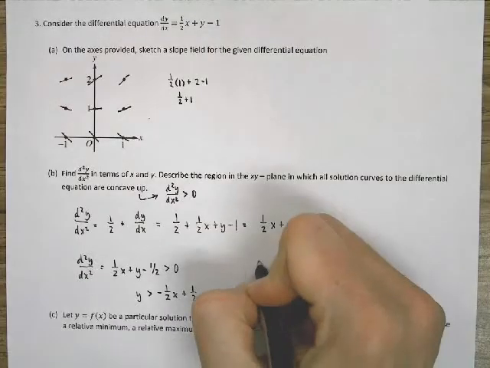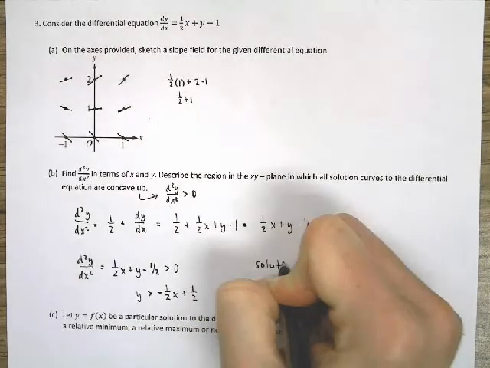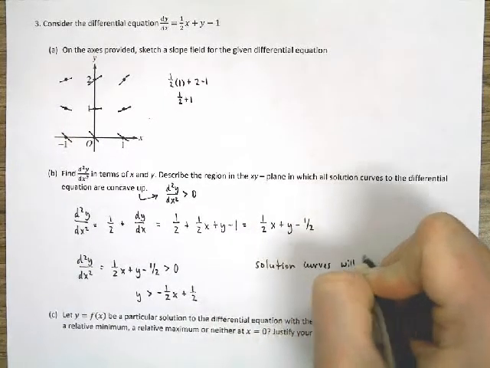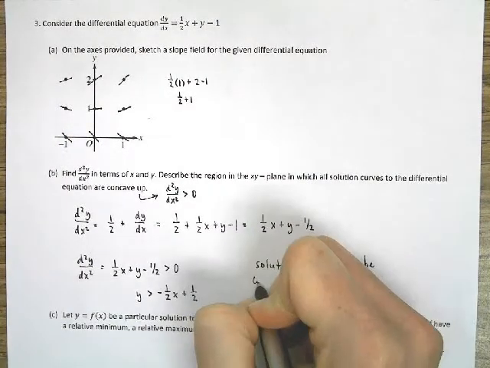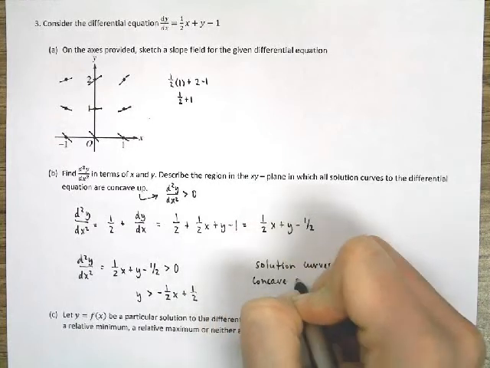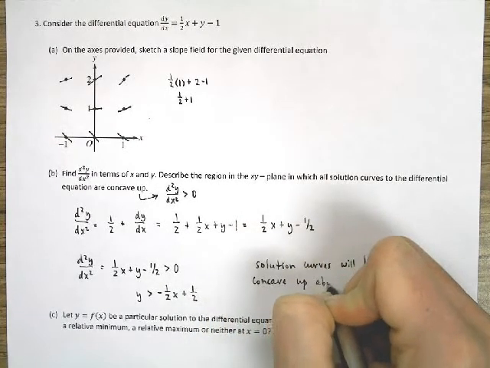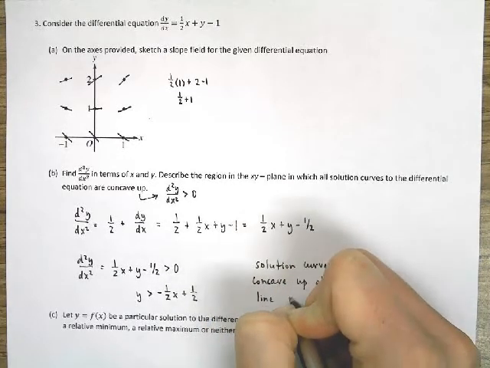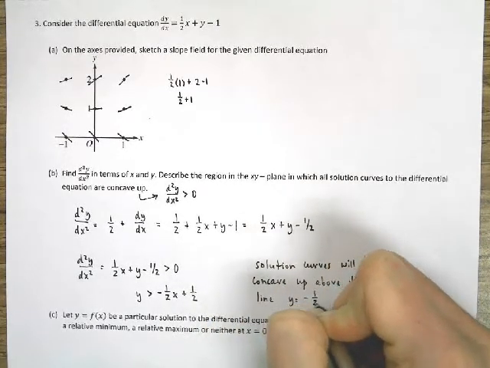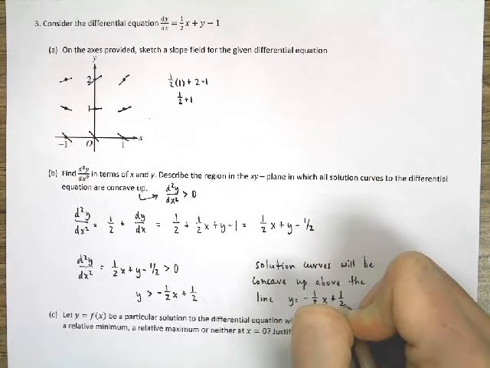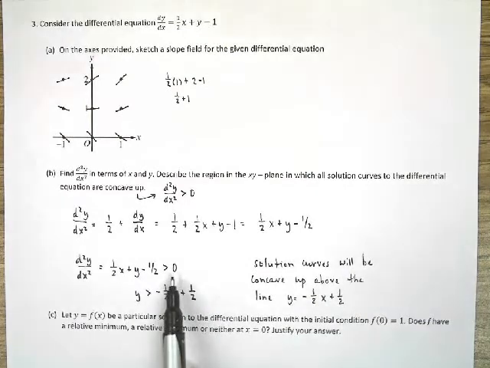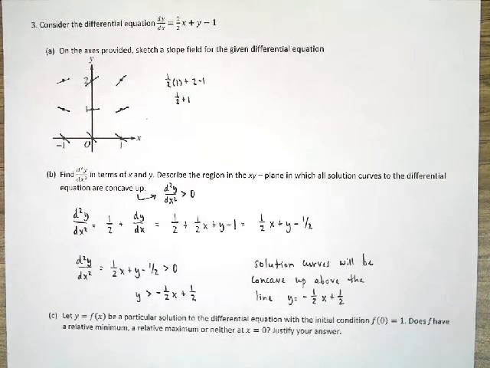So I'm going to say solution curves will be concave up above the line y equals negative 1/2 x plus 1/2, because I know above that is where my second derivative will be greater than 0.